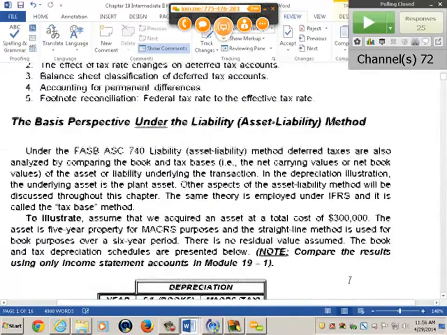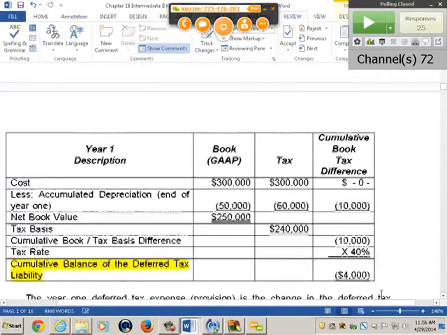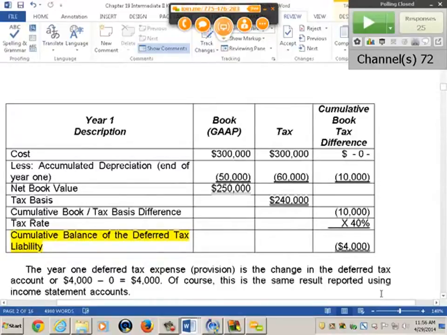Now, here's the basis approach. Before we do anything on tax rate changes, here's the basis approach. Now, you're going to say, I don't see any difference. Well, you're not going to get a different answer. It's a different approach. But there could be significant differences. So, the cost of the asset is $300. In year one, depreciation is $50 for book, $60 for tax. The carrying value of the asset for book purposes is $250, for tax purposes is $240. Now, once again, I've already depreciated the tax basis more, so I have fewer tax deductions. I have more taxable amounts.